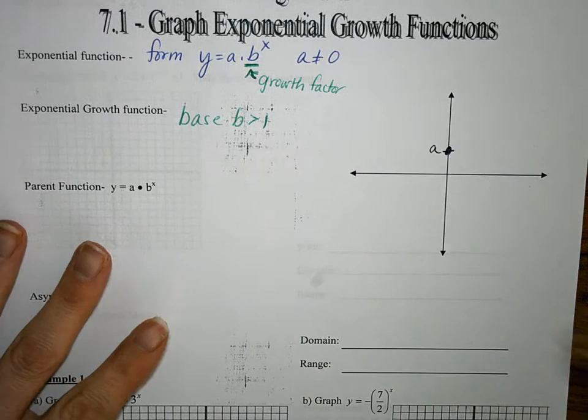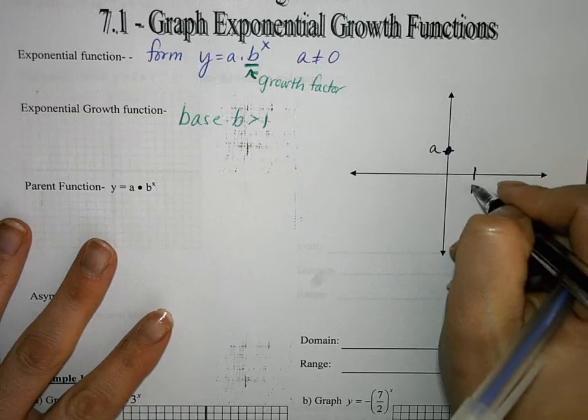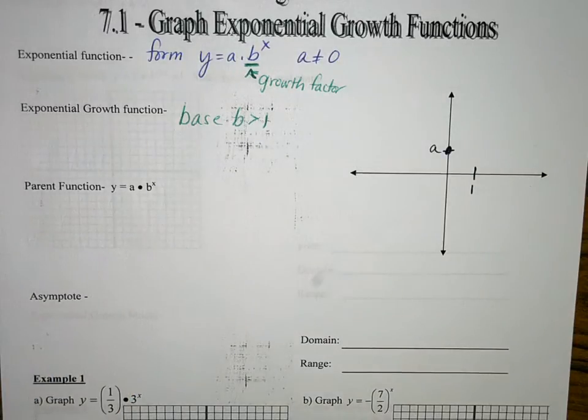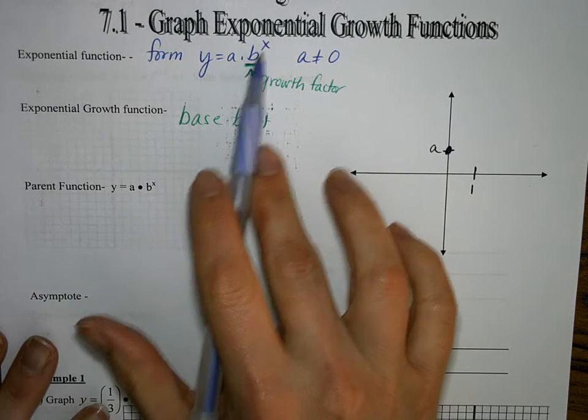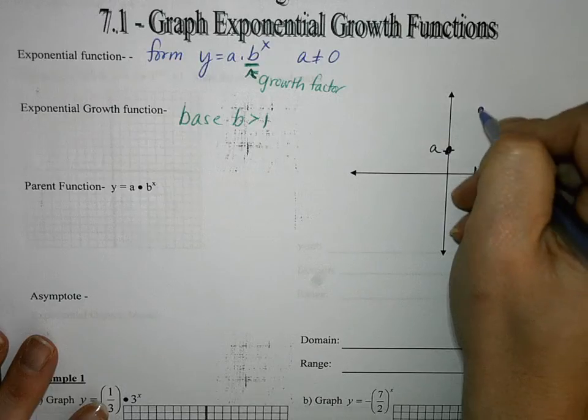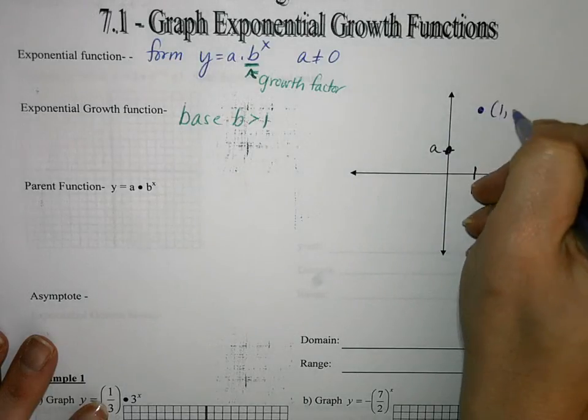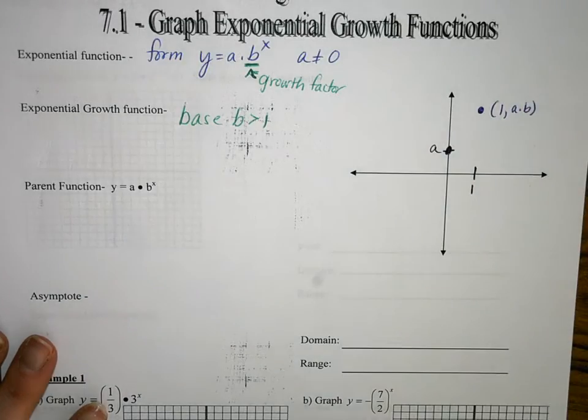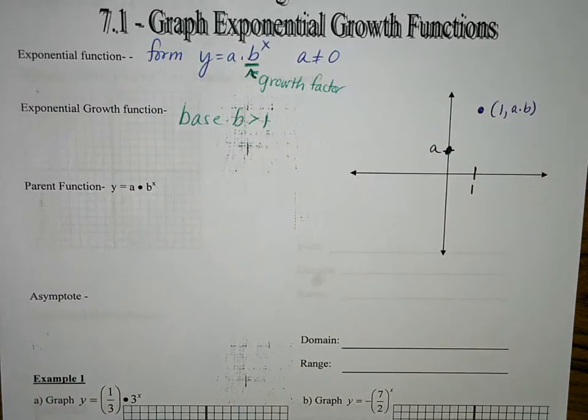Now, where will I be at 1? A times b, because b to the first is going to be b. So at 1, I'm going to be somewhere up here at a times b.